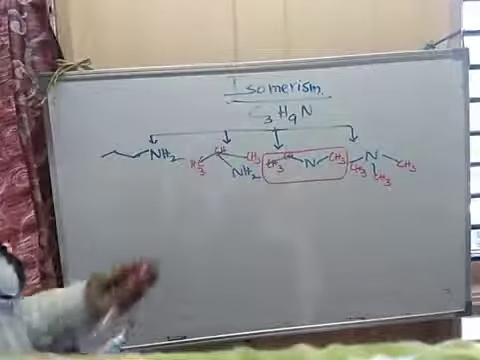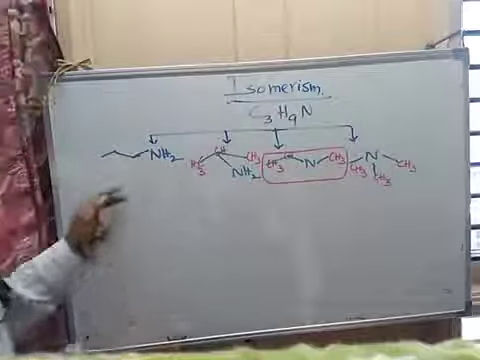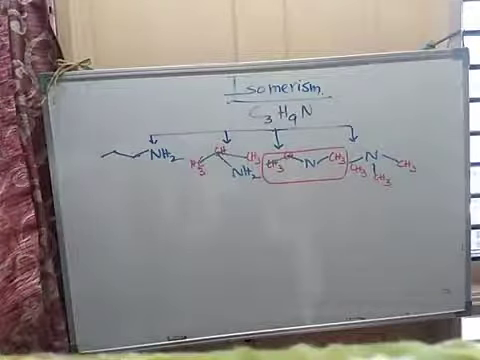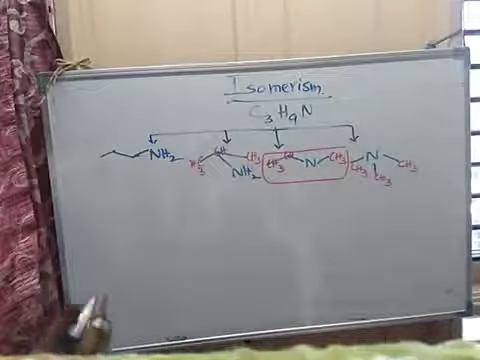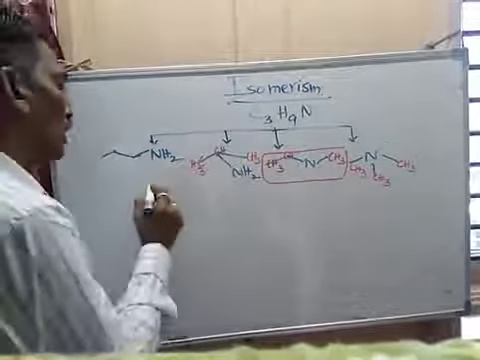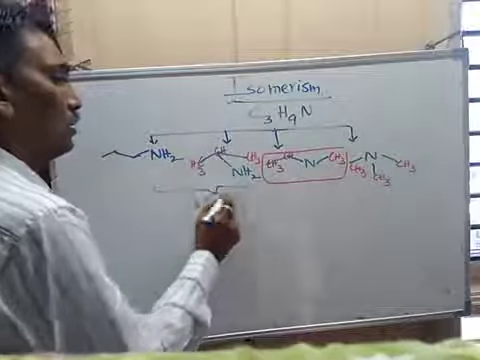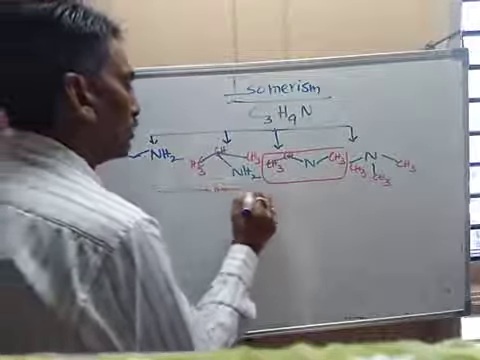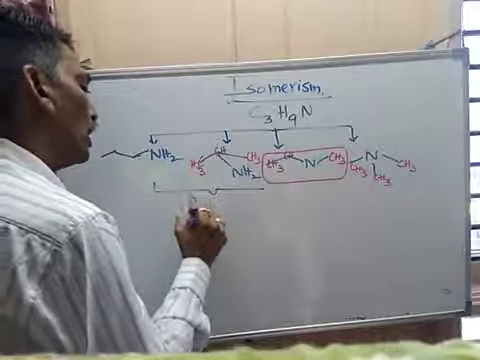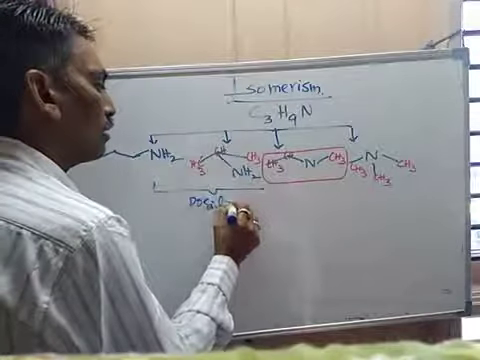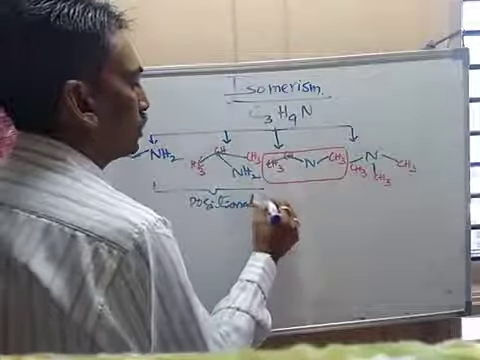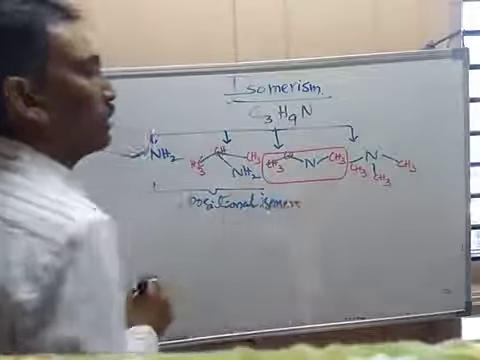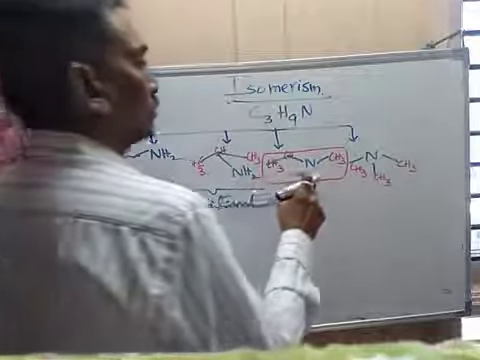My aim is to bring to your notice which type of structural isomerism is exhibited. 1 propanamine and 2 propanamine, this pair is known as position isomers. Positional isomers. Right.